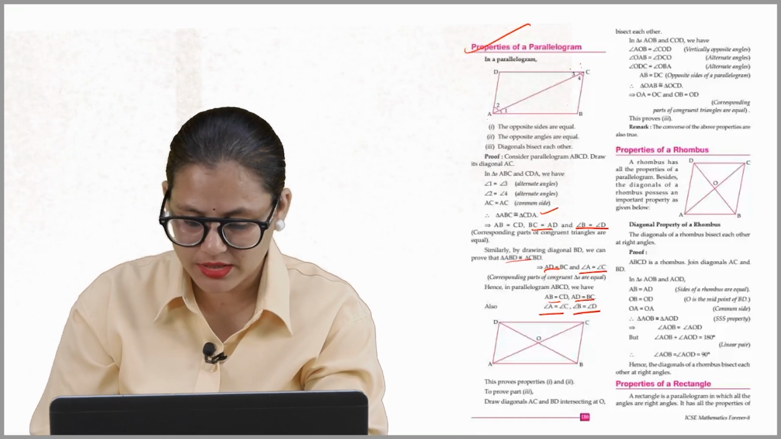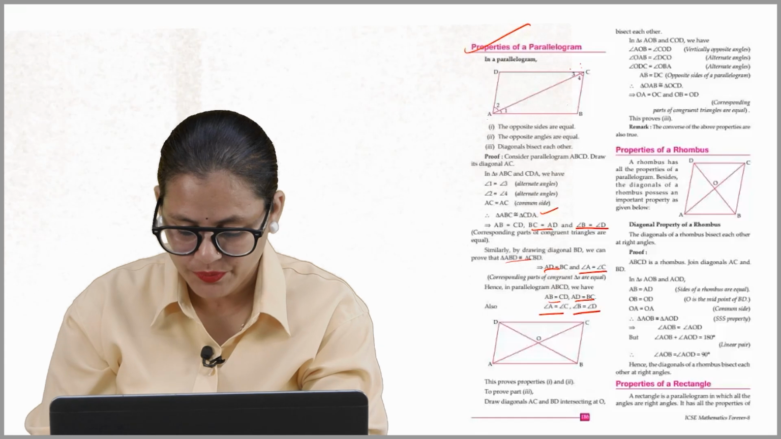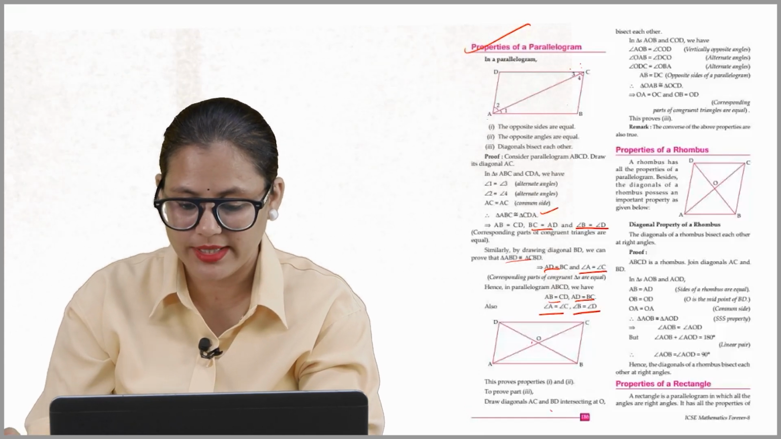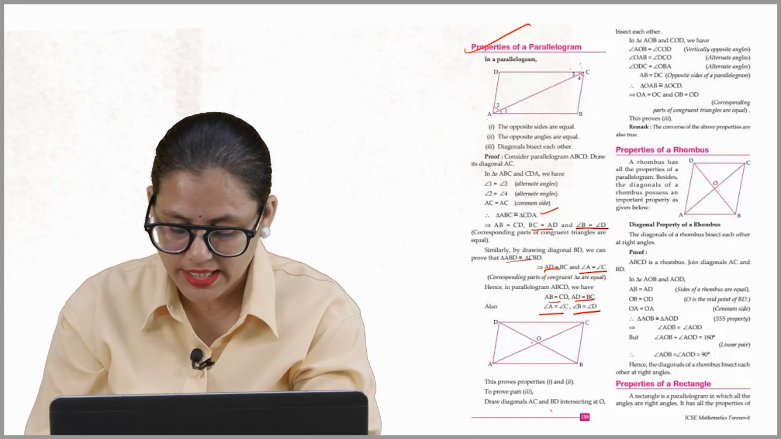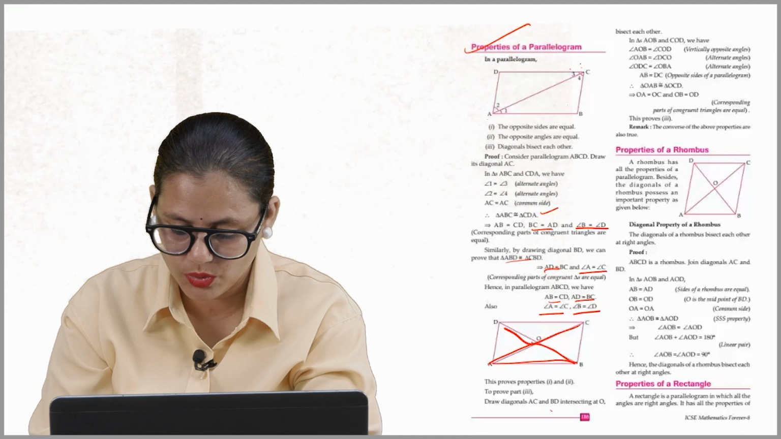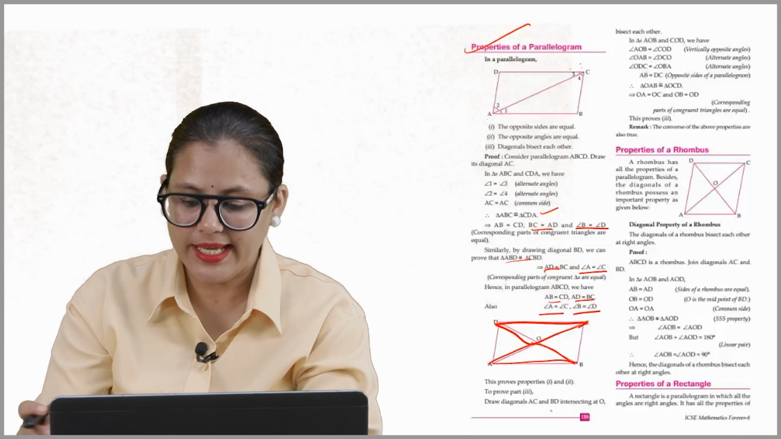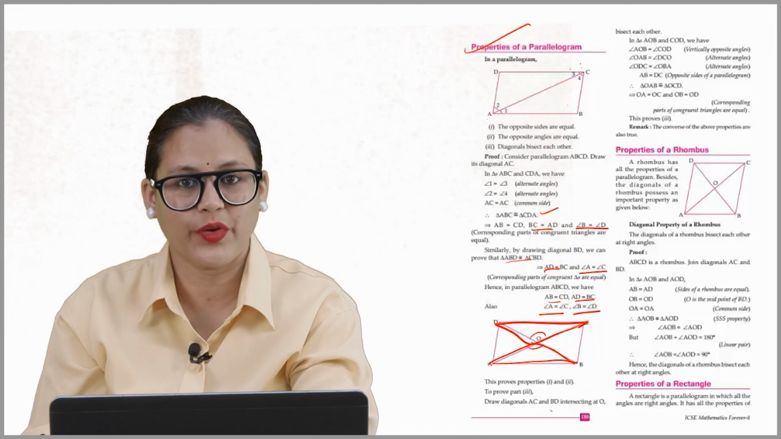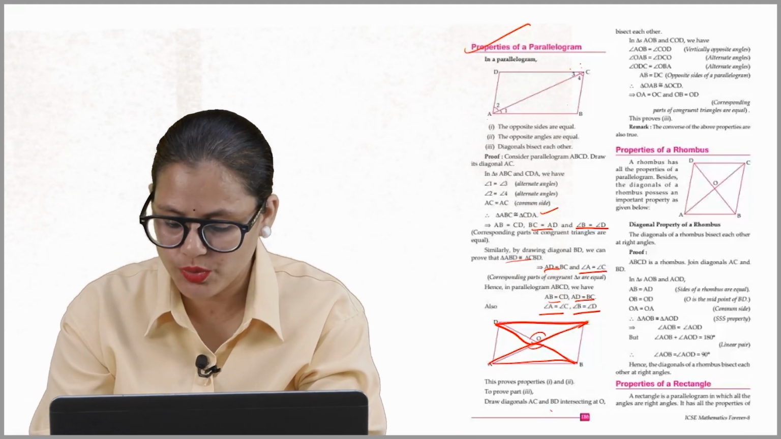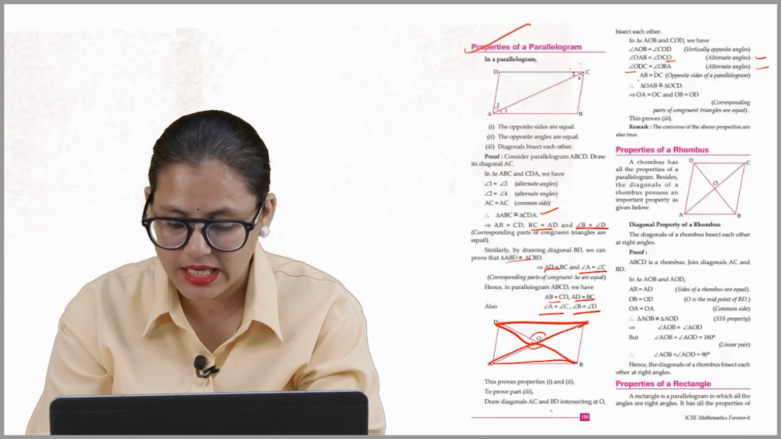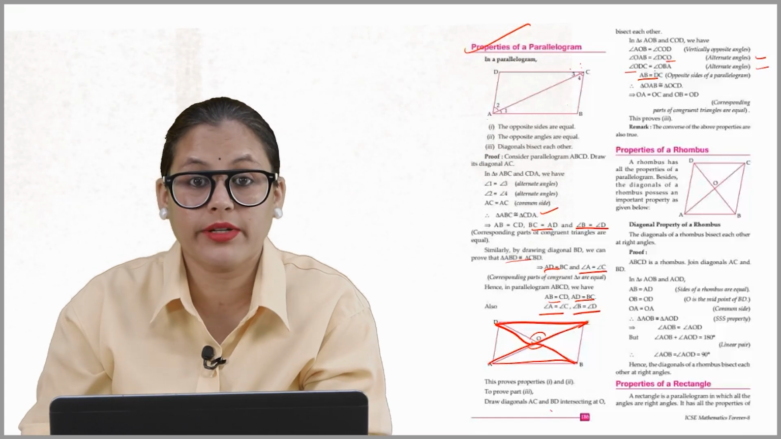So, to prove part 3, that is, diagonals bisect each other, draw diagonals AC and BD intersecting at O. So in triangles AOB and COD, angle AOB is equal to angle COD because these two angles are vertically opposite. Angle OAB is equal to angle DCO because alternate angles, and angle ODC is equal to angle OBA because alternate angles, and AB is equal to DC because opposite sides of a parallelogram are equal.